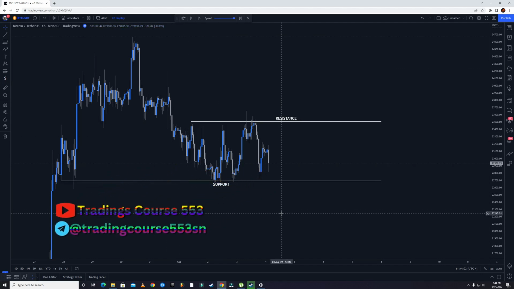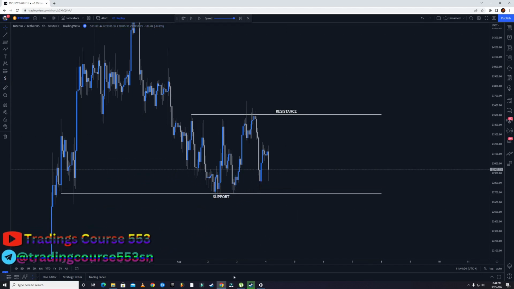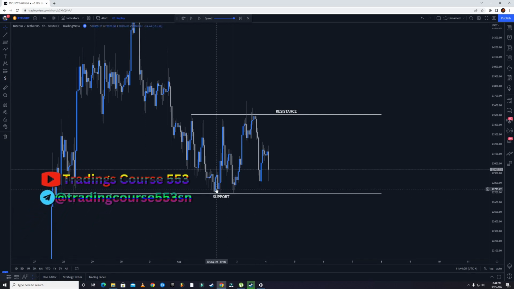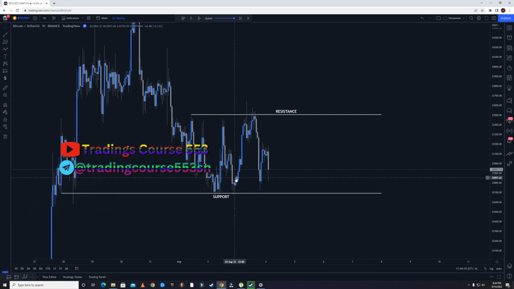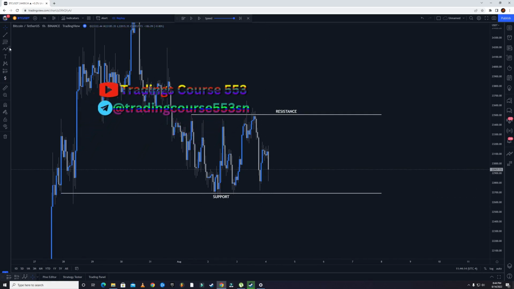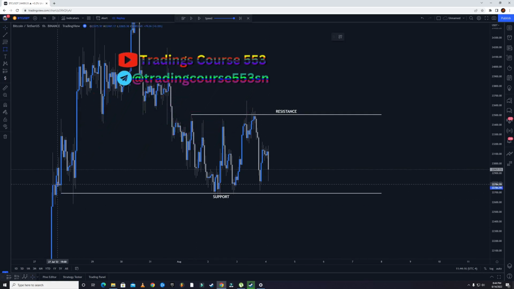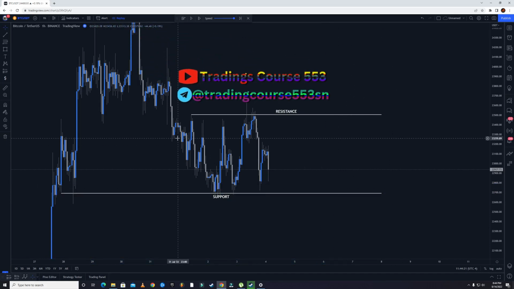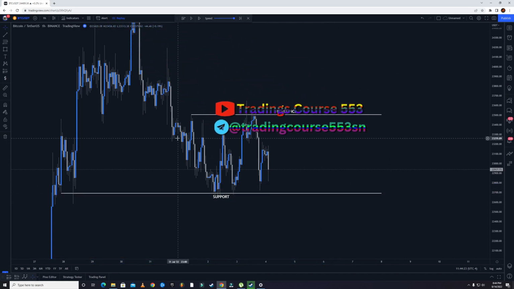All right, so as I mentioned, you can see that I have labeled this as a support level because we have 1, 2, 3, 4, and almost 5 touches, right? And if we mark it out with a rectangle box, you can see that it's a clear support level. All right, so a clear support level is what we are talking about.